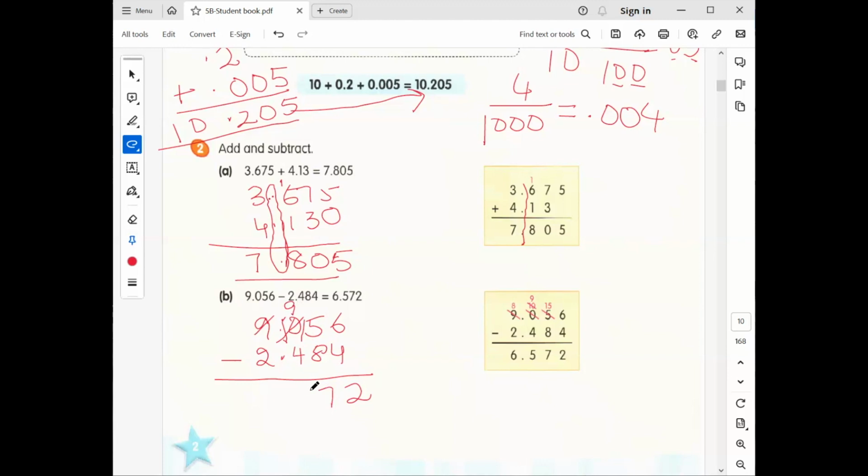9 take away 4 is 5. And then we are left with 8 here. And 8 take away 2 is 6, which is minus 6.572. Good job. Thank you.